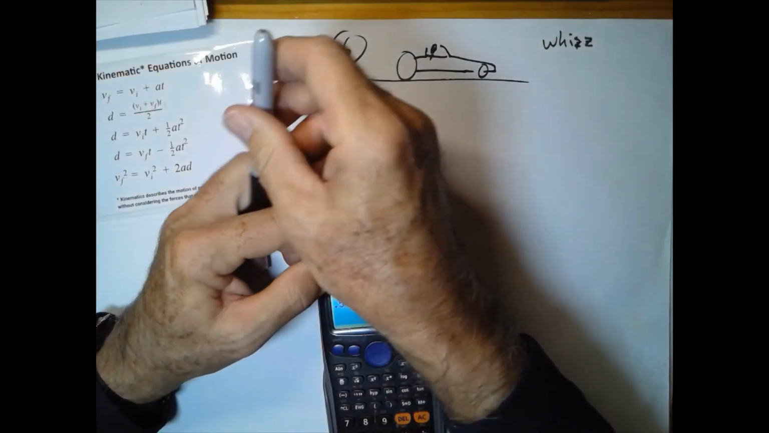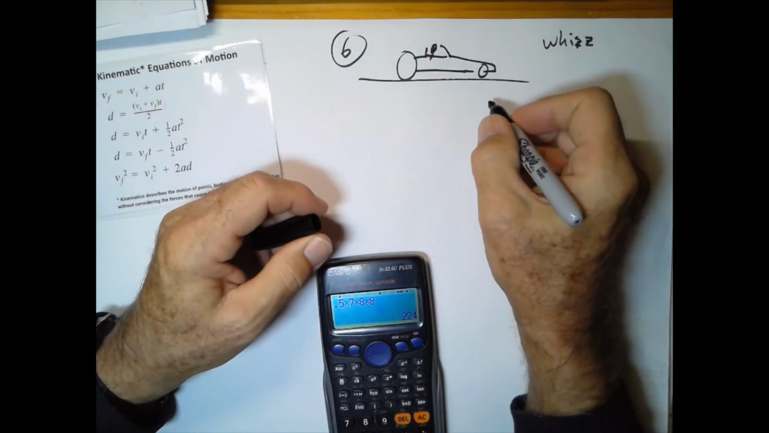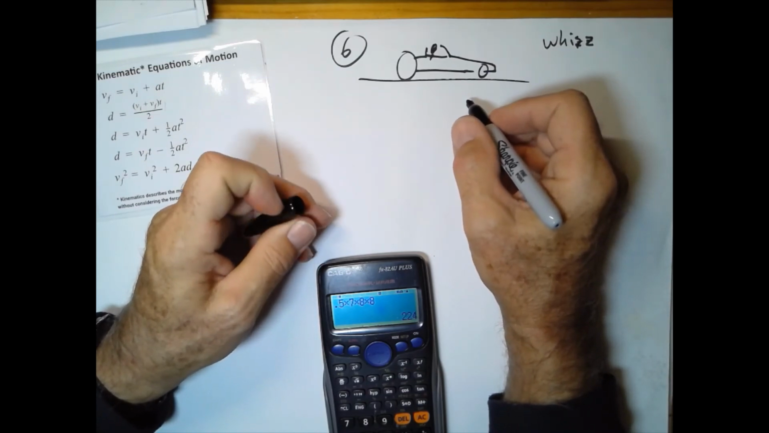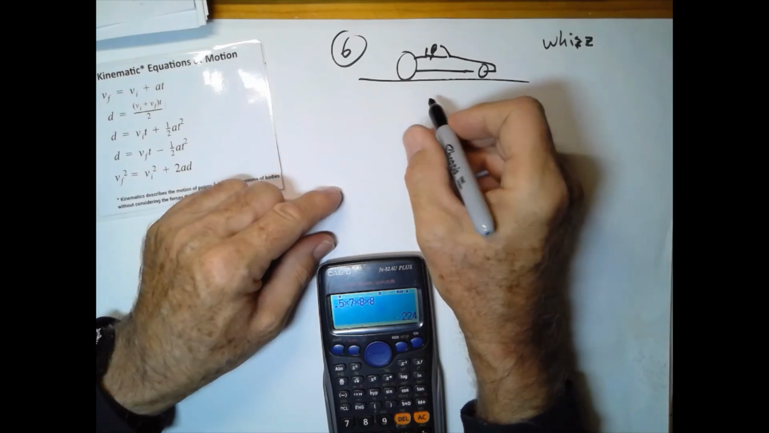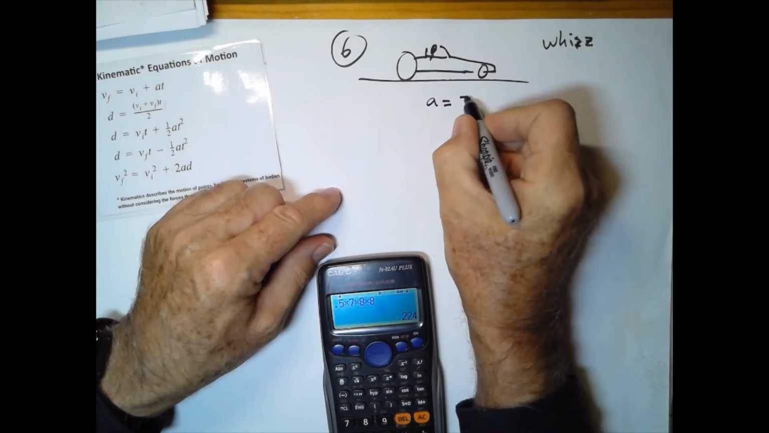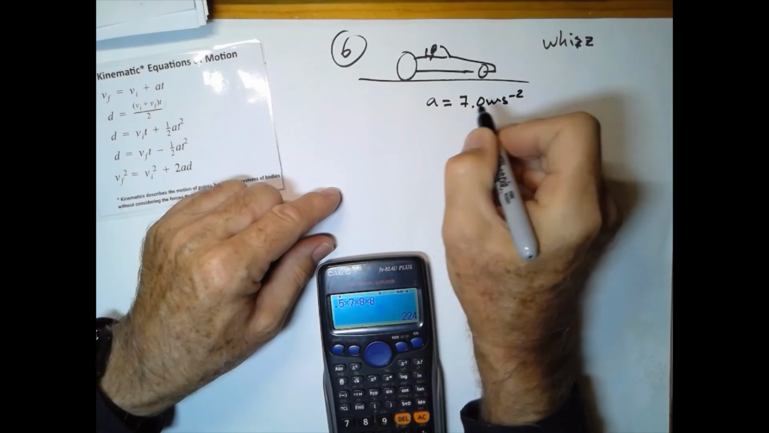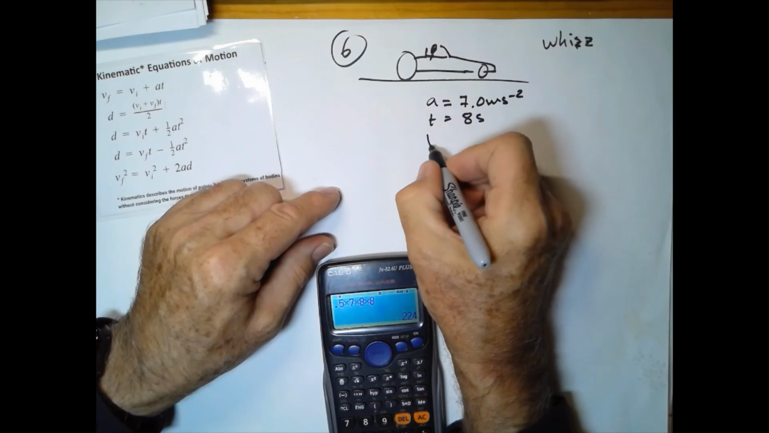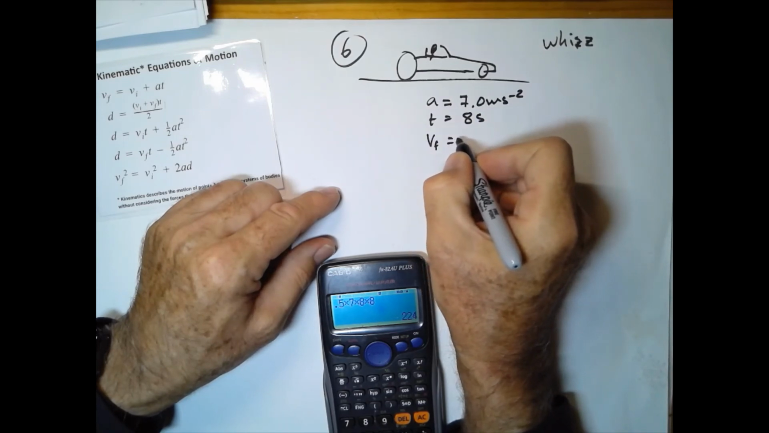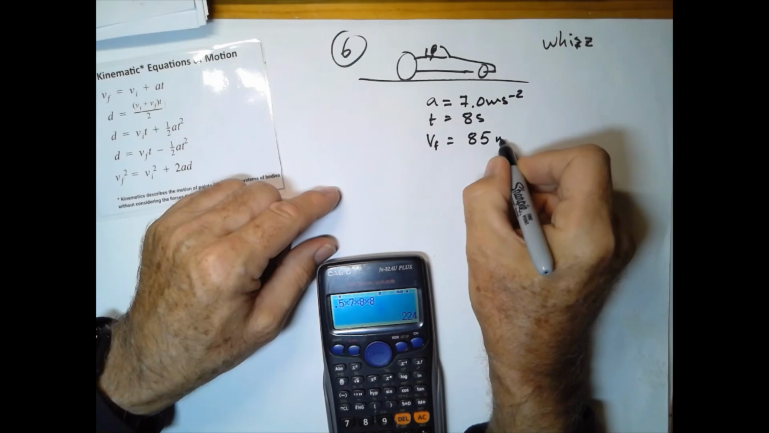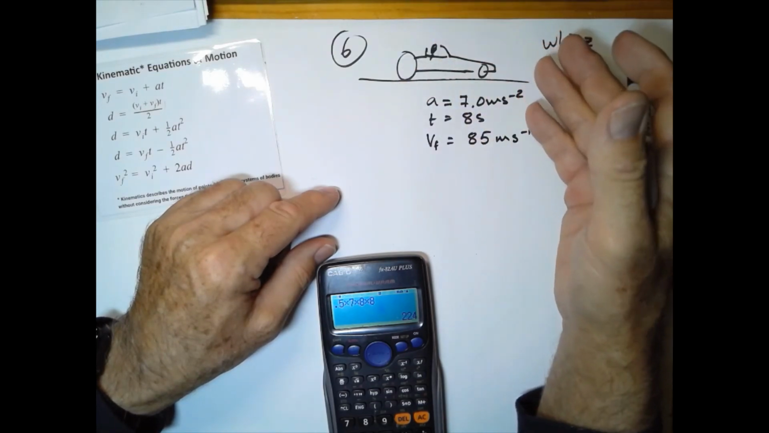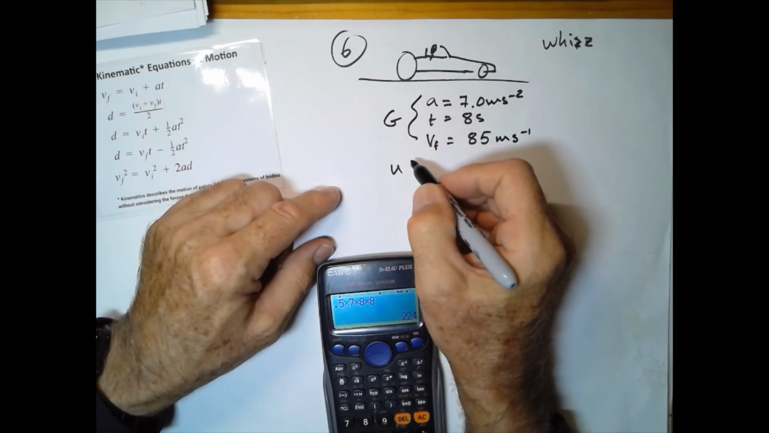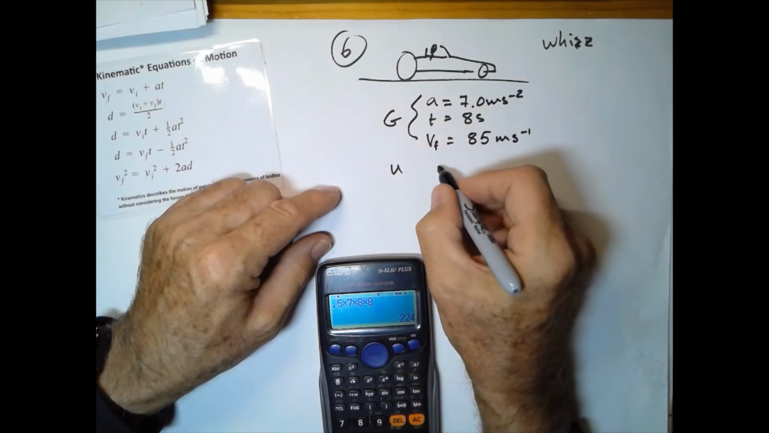I like this one too. We've got a drag racer. A friend of mine used to drag race cars down Meremere, south of Auckland. A dragster travelling at speed accelerates uniformly at 7 meters per second squared for 8 seconds, reaching a final speed of 85 meters per second. Now we don't have an initial velocity. We don't need to know that. That's our givens. Our unknown, we're asked to find what distance did it cover.